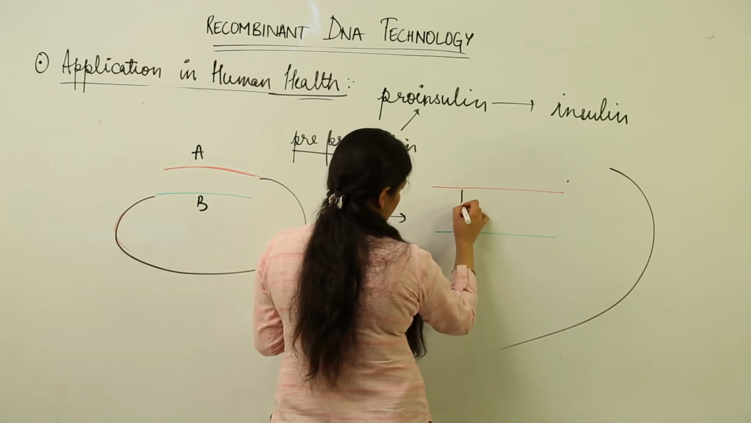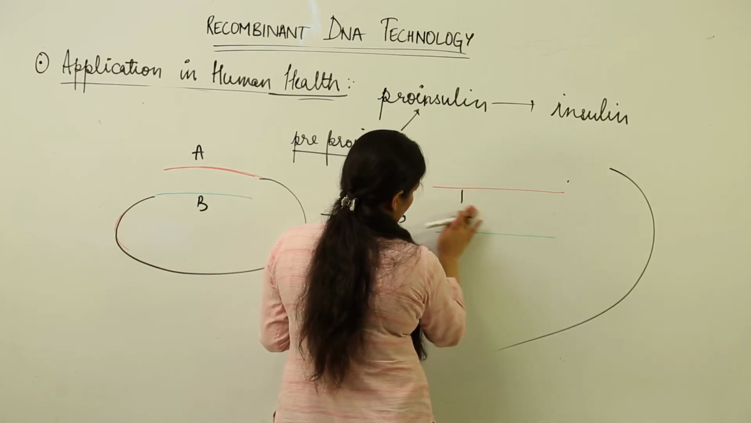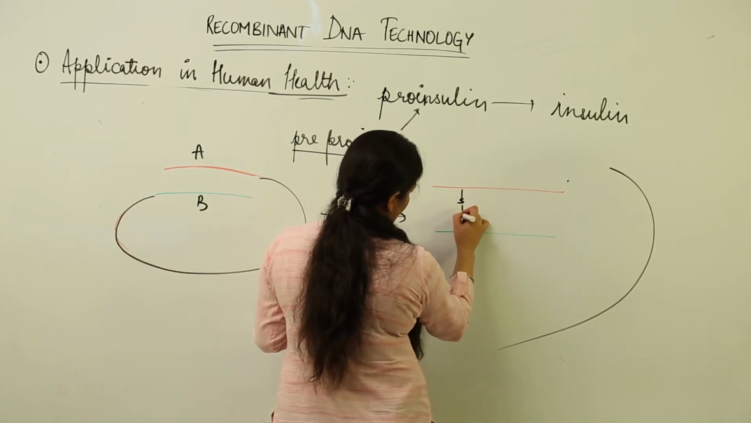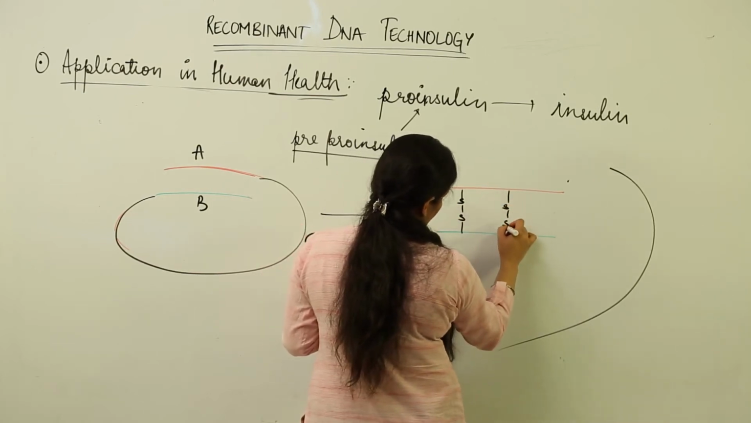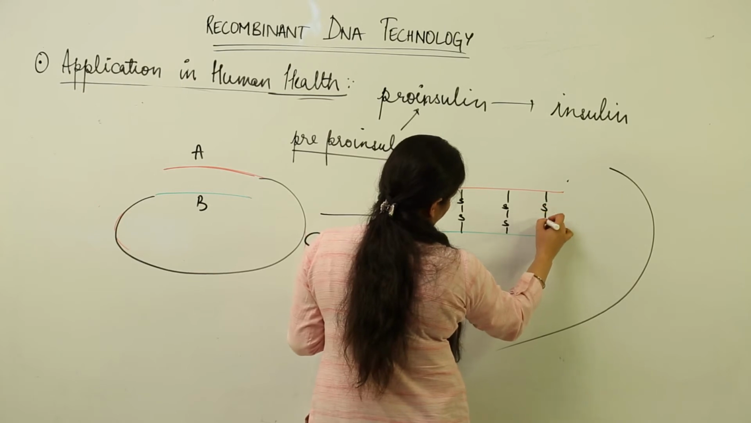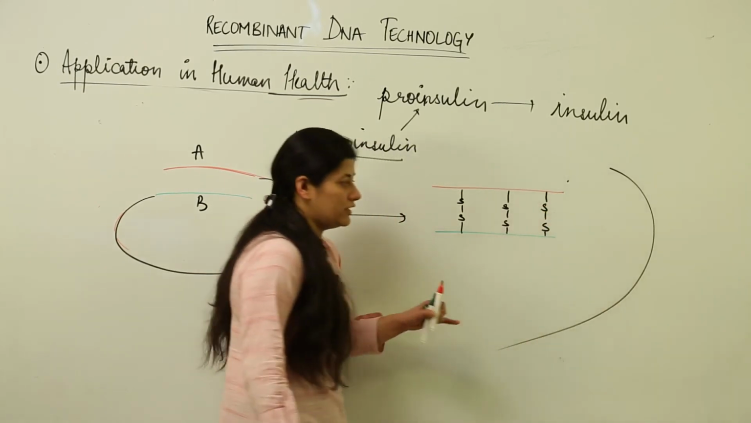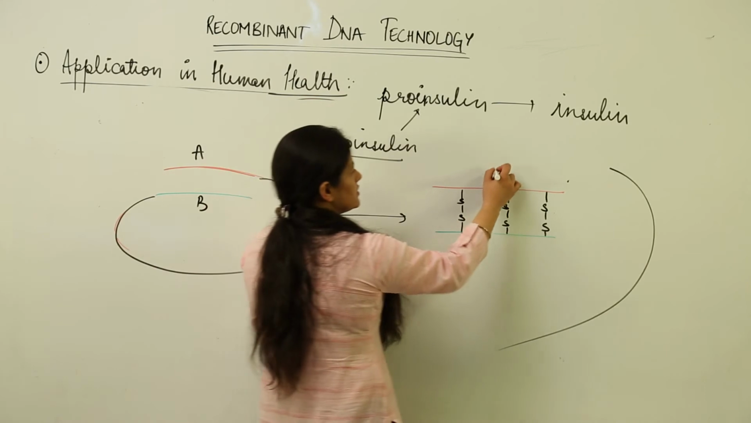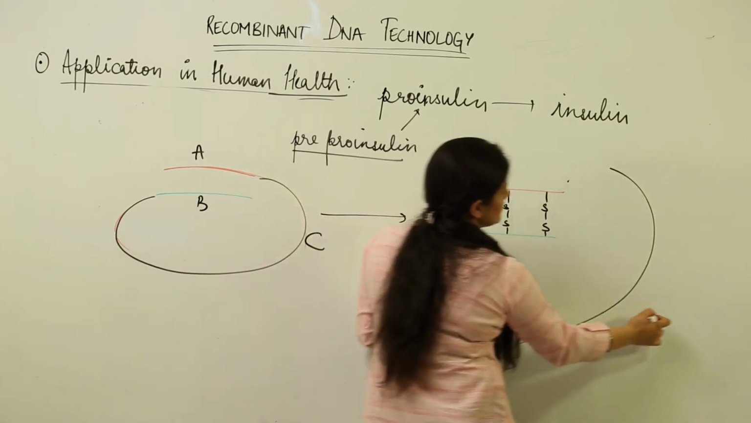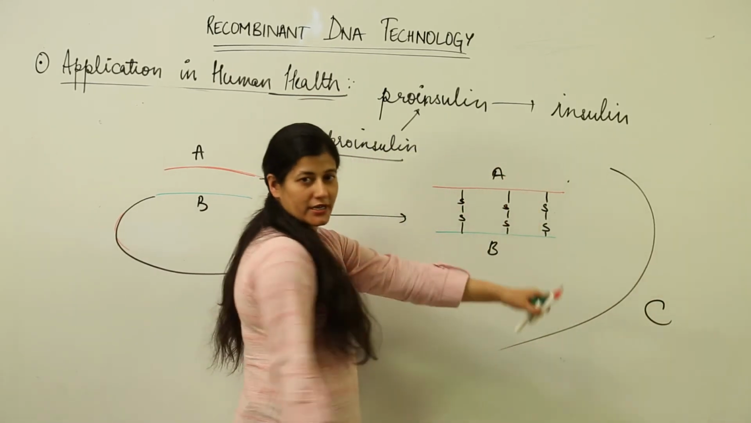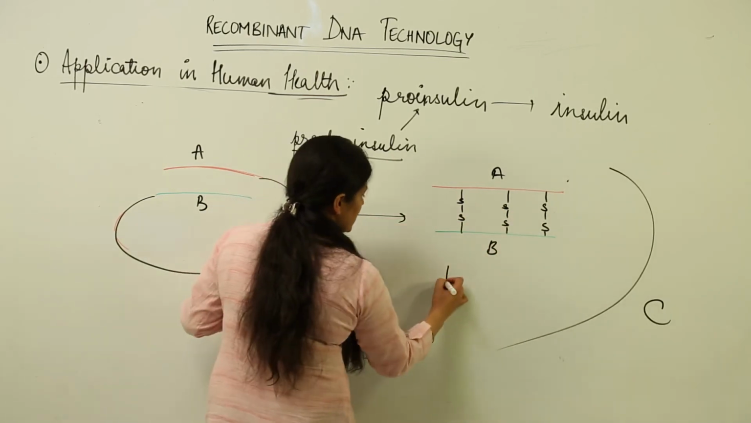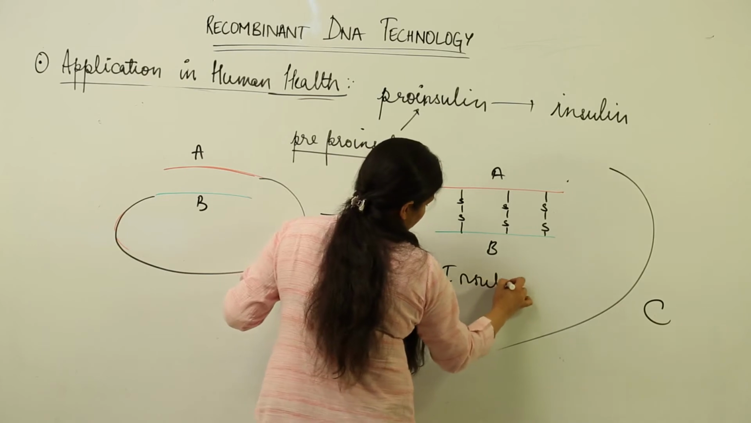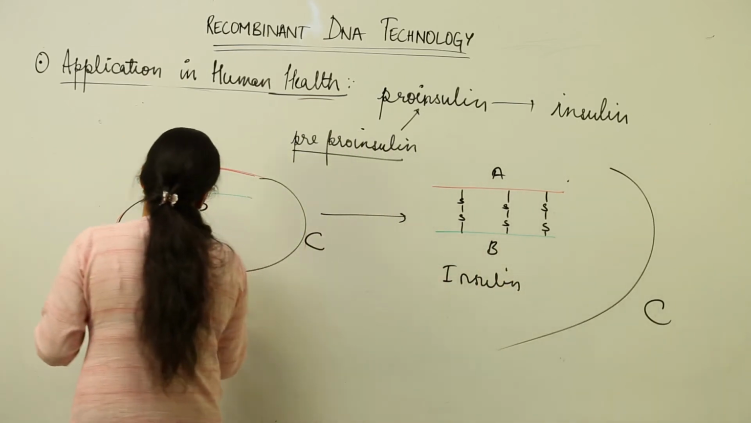A and B have disulfide bridges in between, and that forms the insulin that would be responsible for the regulation of blood glucose level inside your body. This is A, this is B, this is C. A peptide, B peptide, C peptide has been removed. There are disulfide bridges present. Now this is insulin. This is proinsulin.